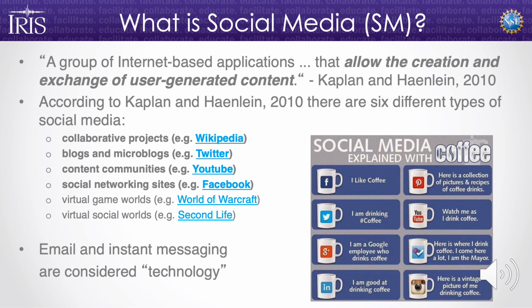So now getting into social media. What exactly is social media? It's an internet-based application that allows, importantly, the creation and exchange of user-generated content. Now there's 6 different kinds of social media. We're going to concentrate on 4 kinds. Collaborative projects like Wikipedia. We're actually not going to talk about that, but we can talk about that during our question and answers if anyone's interested. Blogs and microblogs like Twitter, content communities like YouTube, and then social networking sites like Facebook. So email and instant messaging are actually considered technology.